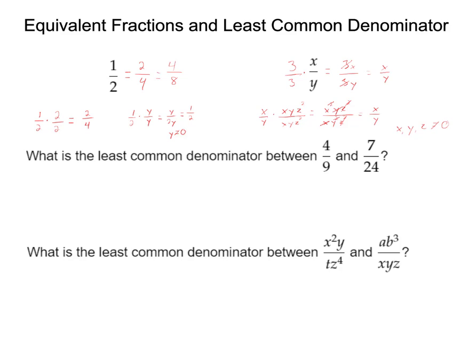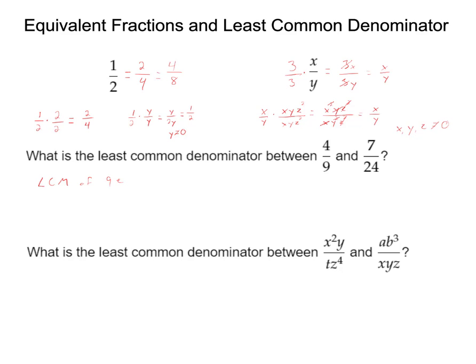So hopefully that makes equivalent fractions make sense. Now let's talk about least common denominator. Least common denominator is important, especially when you're doing any problems that involve adding or subtracting fractions. To find the least common denominator, we evaluate two or more numbers, and we look at the denominator. So in this case, we have 4/9 and 7/24. The least common denominator is the same as finding the least common multiple of 9 and 24.